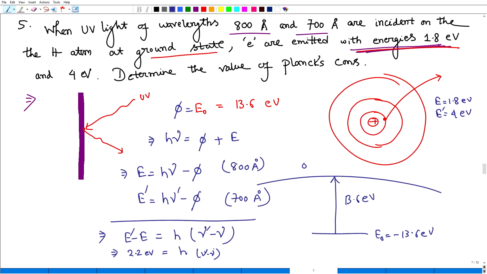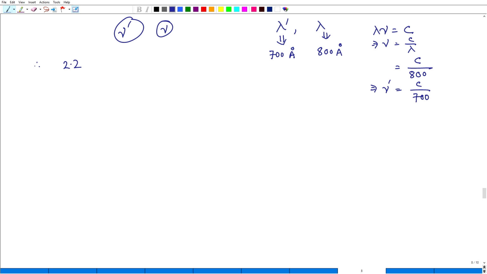So we can write 2.2 electron volt is h into c, which we can take common, times 1 by 700 minus 1 by 800, but it is in Armstrong. We have to keep in mind that these 700 and 800 are not centimeter or something, they are actually in Armstrong. So we have to also convert that unit. We should always keep in mind, otherwise there will be a big problem. So first we change the unit, then we can easily calculate. Nothing else is unknown, c is also known, and h we have to just find out. Okay, so now let me calculate.